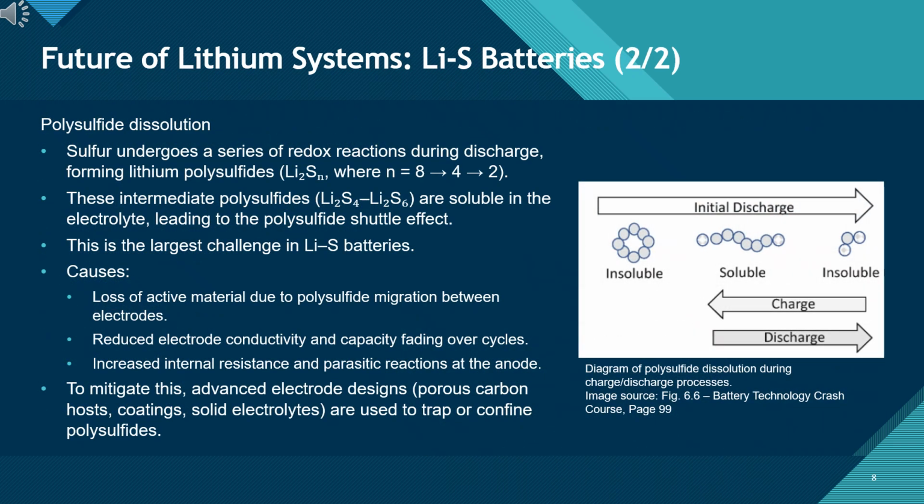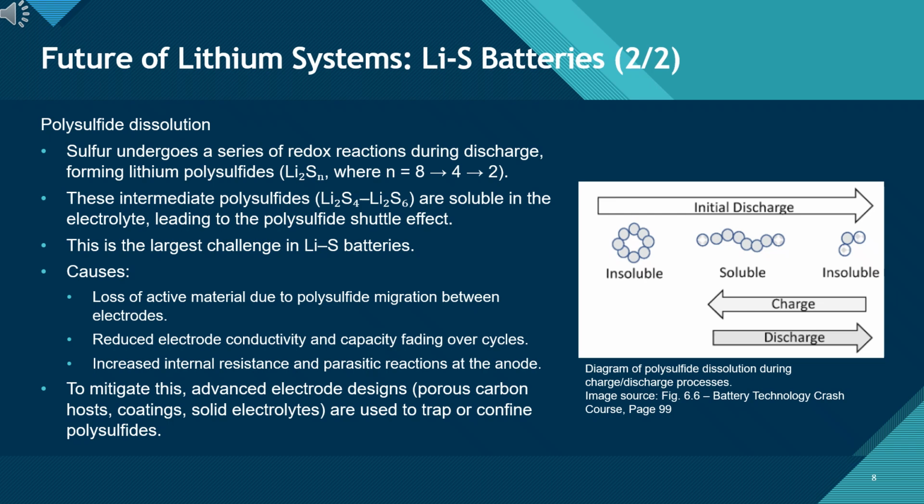Future of lithium systems. Li-S batteries, slide 2 of 2. In this slide, we focus on one of the main challenges in lithium-sulfur Li-S batteries, the polysulfide dissolution problem. During discharge, sulfur reacts with lithium to form a series of lithium polysulfides, Li2Sx. Some of these intermediates, like Li2S4 to Li2S6, are soluble in the electrolyte. As they migrate between the electrodes, they cause what's called the polysulfide shuttle effect. This leads to loss of active sulfur, capacity fading, and increased internal resistance, which together shorten the battery's lifespan.